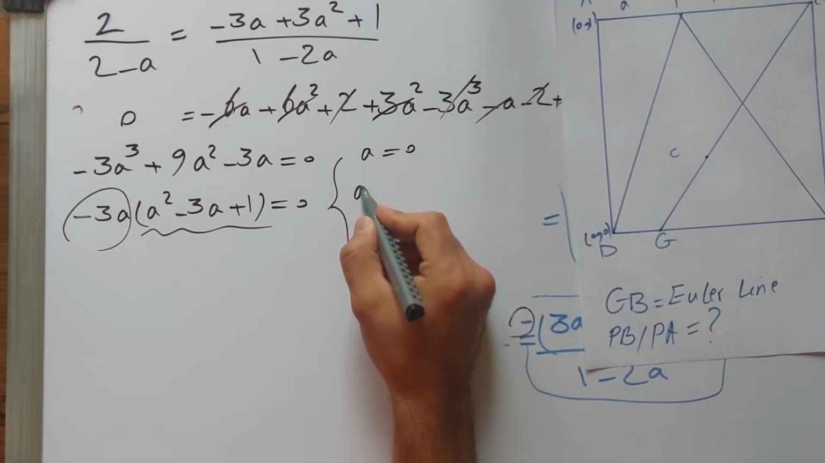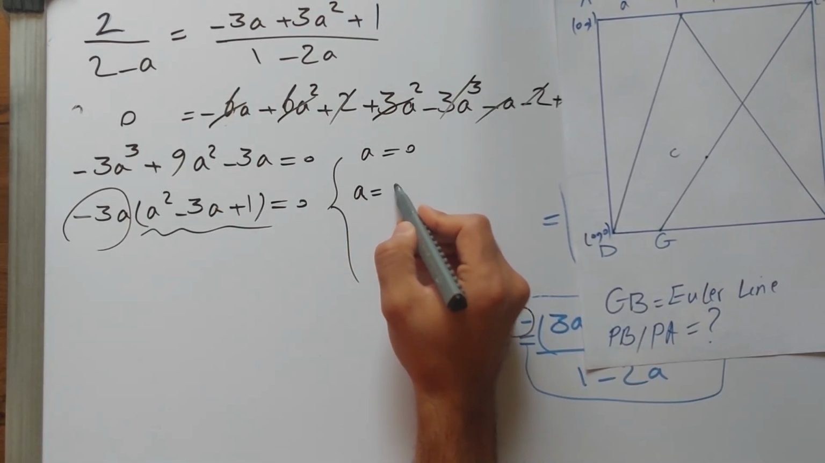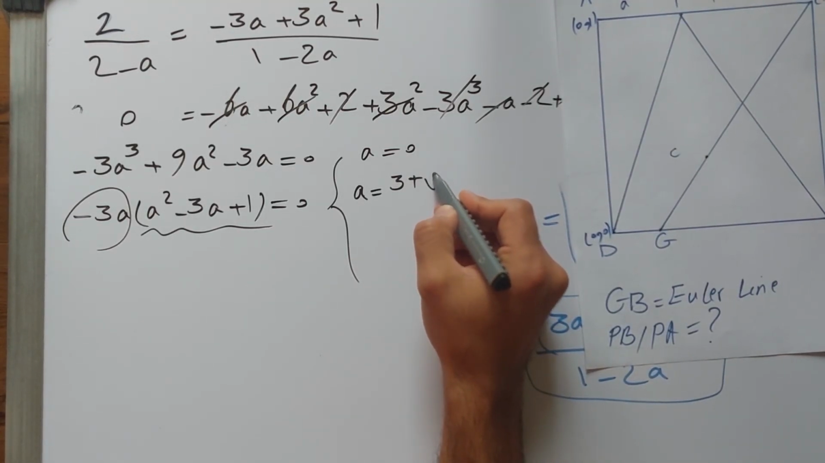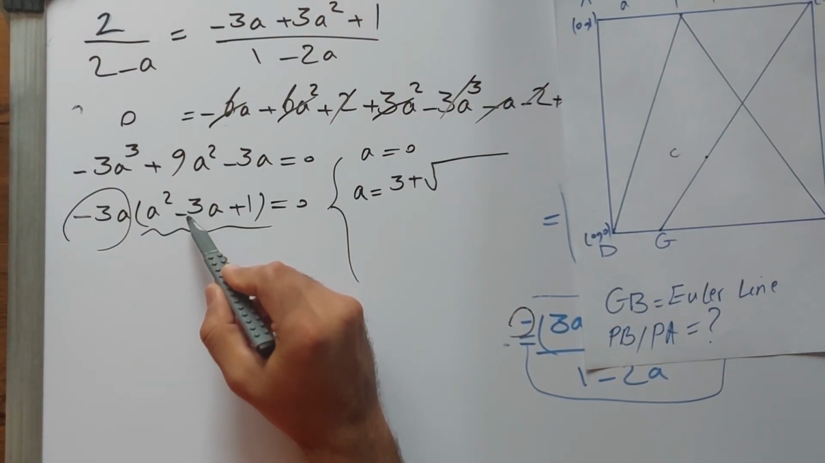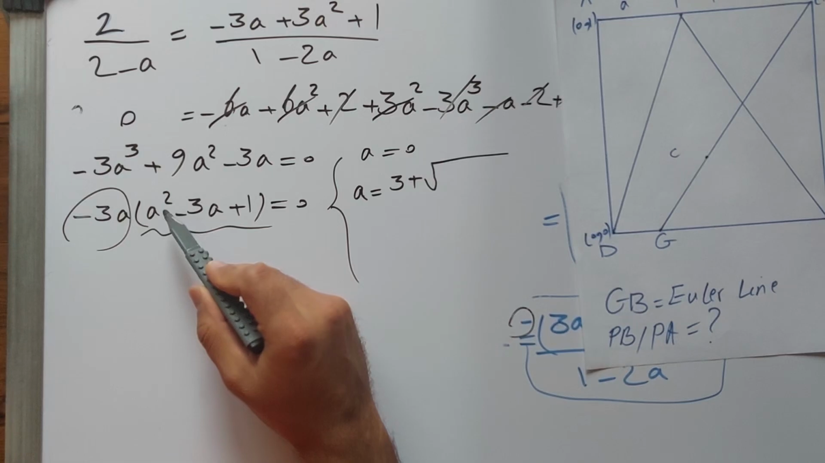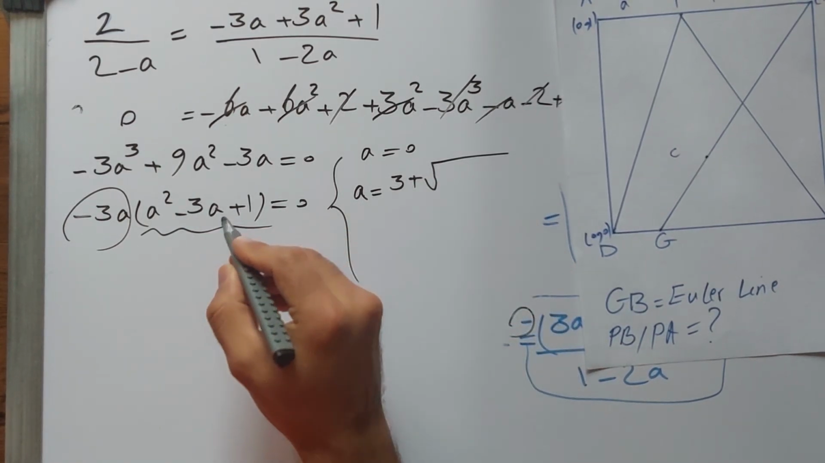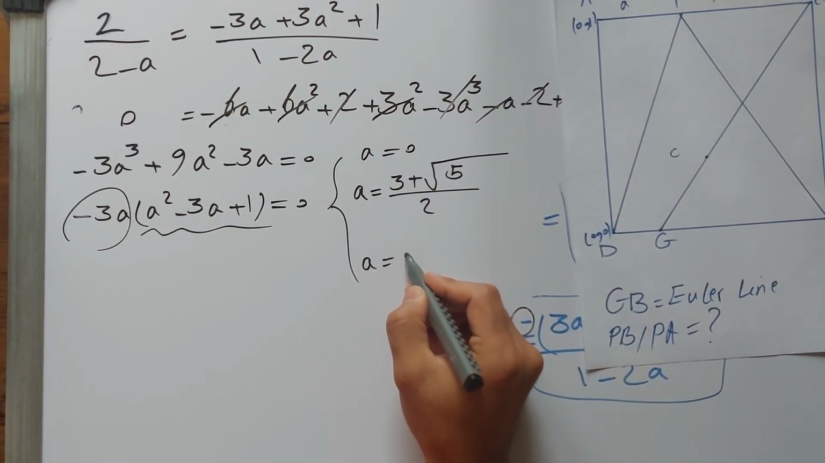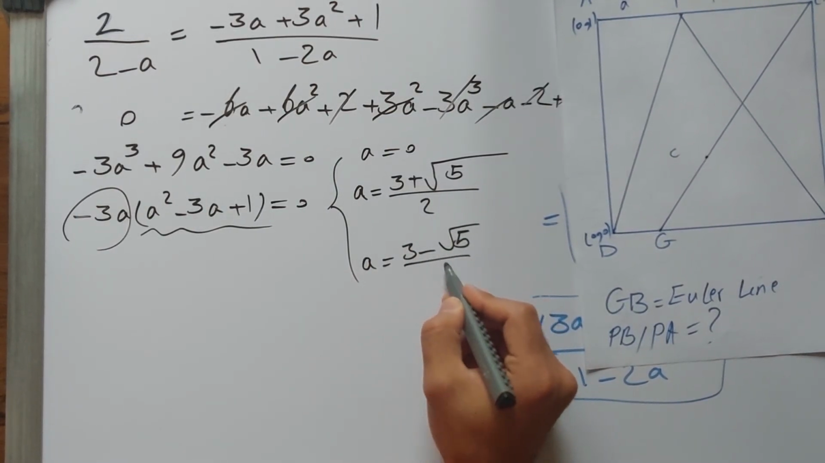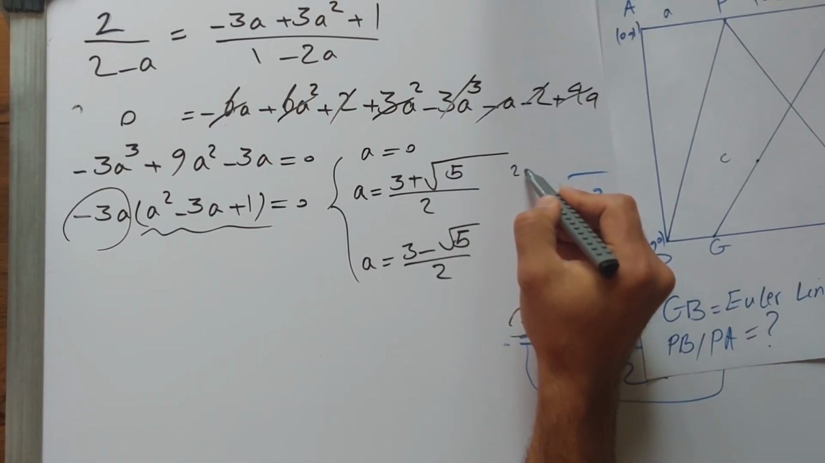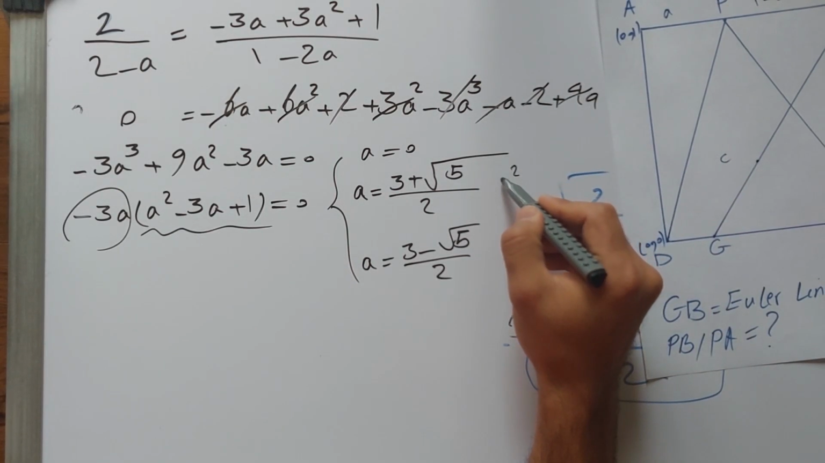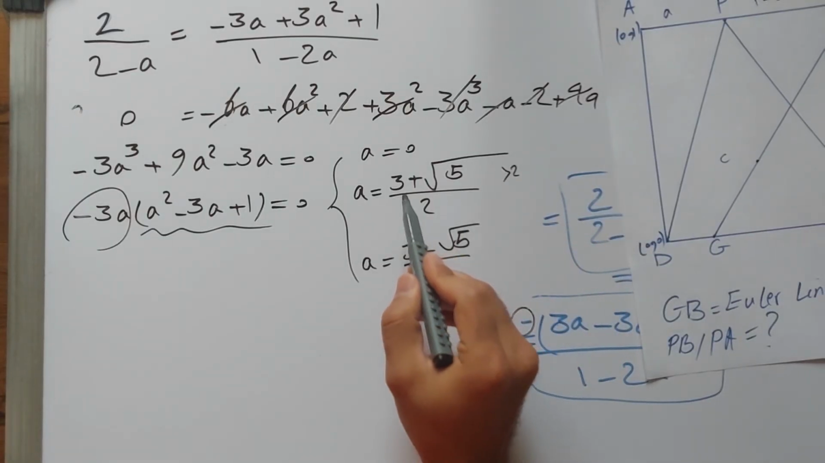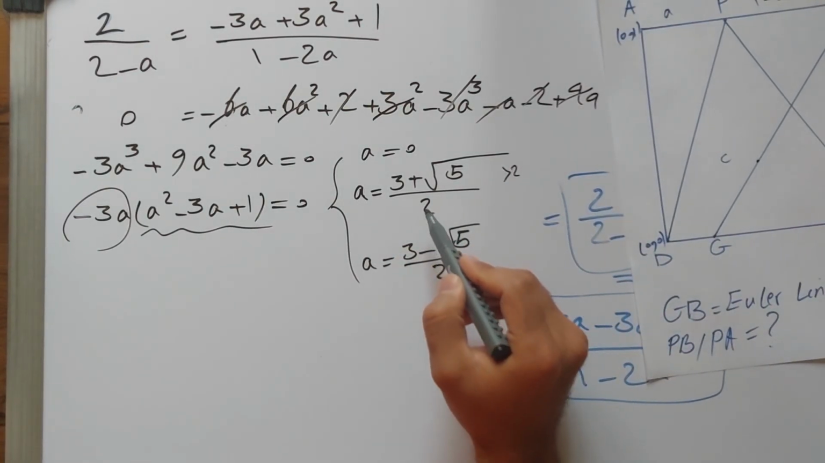In another way, another root would be minus b, which is just 3, plus square root of delta, which is b squared minus 4ac. So that's 9 minus 4, that's 5 over 2. Another one would be 3 minus square root of 5 over 2. So square root of 5 is more than 2, right? This radical is more than 2. So 3 plus something more than 2 is 5 plus over 2, that's more than 2.